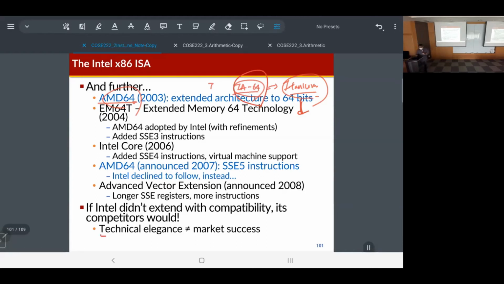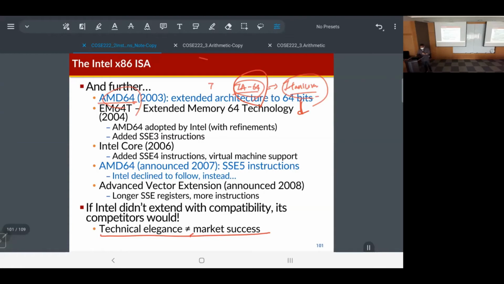So the lesson is that IA64 was a good ISA. It's very clean and efficient, and with IA64 you can build very simple and efficient CPUs. But technical elegance does not translate into market success.